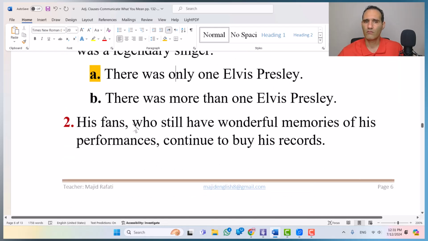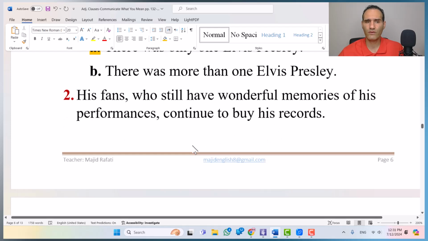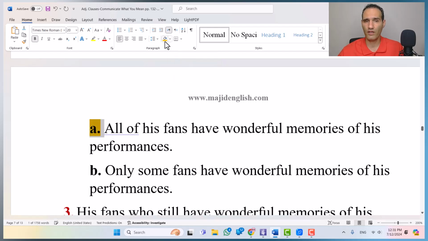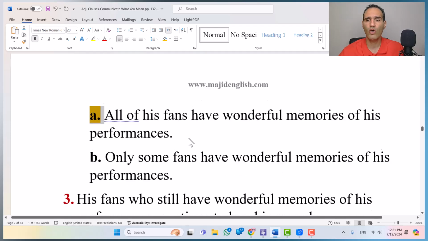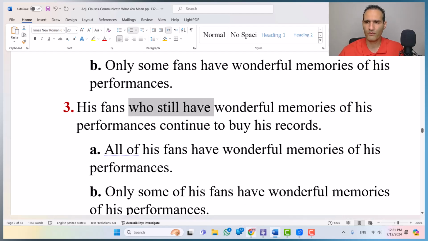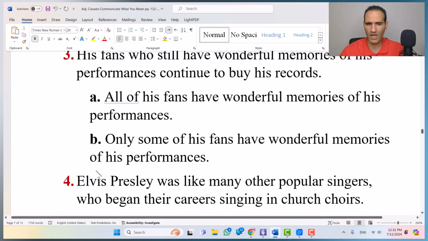His fans, unnecessary, so it means all of them who still have wonderful memories of his performances continue to buy his records. So an unnecessary adjective clause means all of his fans have wonderful memories. If there was no comma, it means just that group who has good memories, not the other ones. But the commas here show all of them do. His fans who still have wonderful, only those fans who have wonderful memories will continue to buy, not all of them. So only some of his fans.